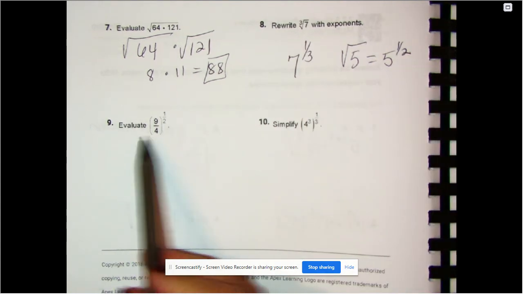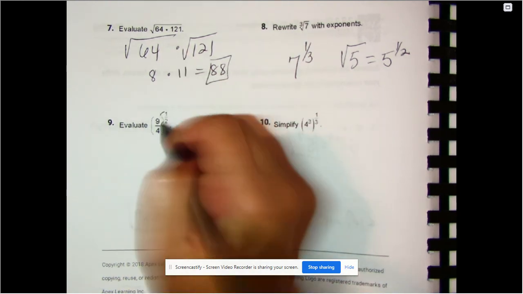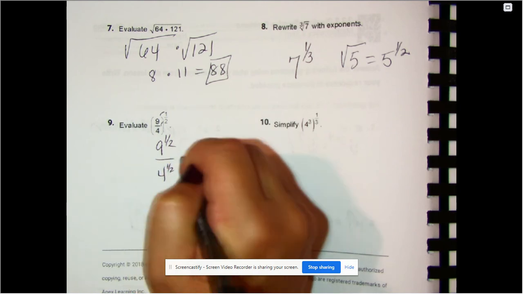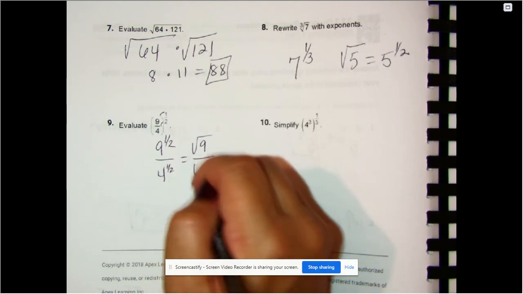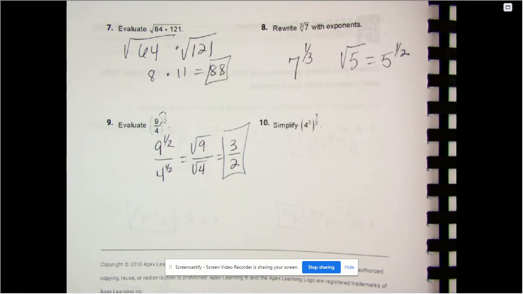Last, we've got a fraction to the power of 1/2. So everything is going to get that 1/2. So 9 to the power of 1/2, 4 to the power of 1/2. Well, 9 to the power of 1/2 just becomes square root of 9, square root of 4. So my answer is just 3/2 simplified.